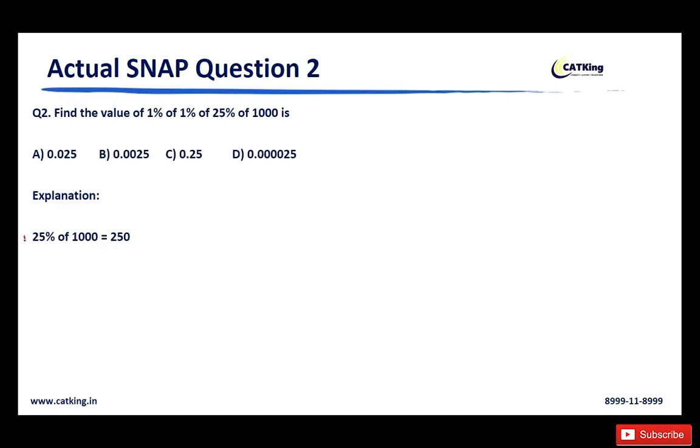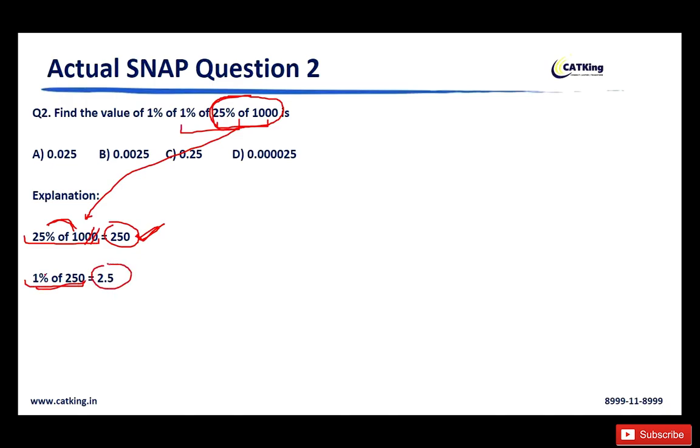So 25% of 1000, that is the first part over here. When I solve this, I get 250. That is, 100 and 100 get cancelled, so 25 into 10 will be 250. Moving on, I get 1% of 250. So 1% of 250 will be equal to 2.5. Again, 1 upon 100 into 250 will give me the value as 2.5. Now 1% of 2.5, when I calculate 1 upon 100 into 2.5, is nothing but 0.025.